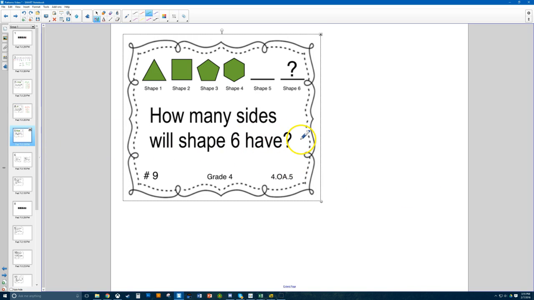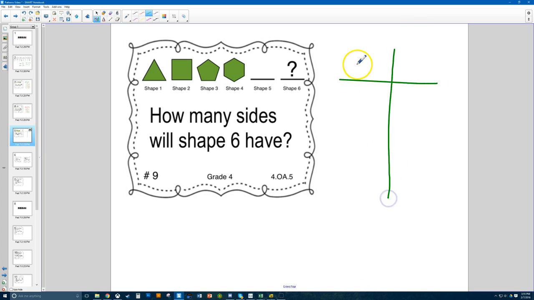Let's look at this one. This is another increasing pattern with shapes, and let's just say we want to make a chart, and we have the shape number here and the number of sides. So for example, shape number 1 has 3 sides, shape number 2 has 4 sides, shape number 3, 5 sides, known as a pentagon. Shape number 4 has 6 sides as a hexagon.